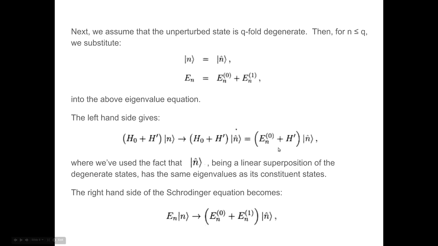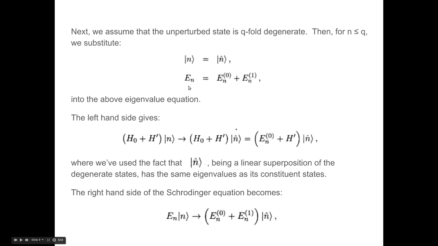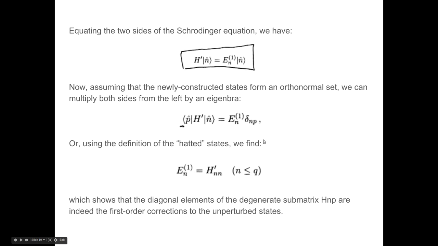And so that's the left-hand side. The right-hand side of this equation, we just have to plug in this guy for E, and then make the change in the eigenkets. And so what I end up with is something that looks like this. When I equate these two sides, I can see that the 0th order part is going to cancel out. And so when the 0th order part cancels out, you find that you get an eigenvalue equation that looks like this.